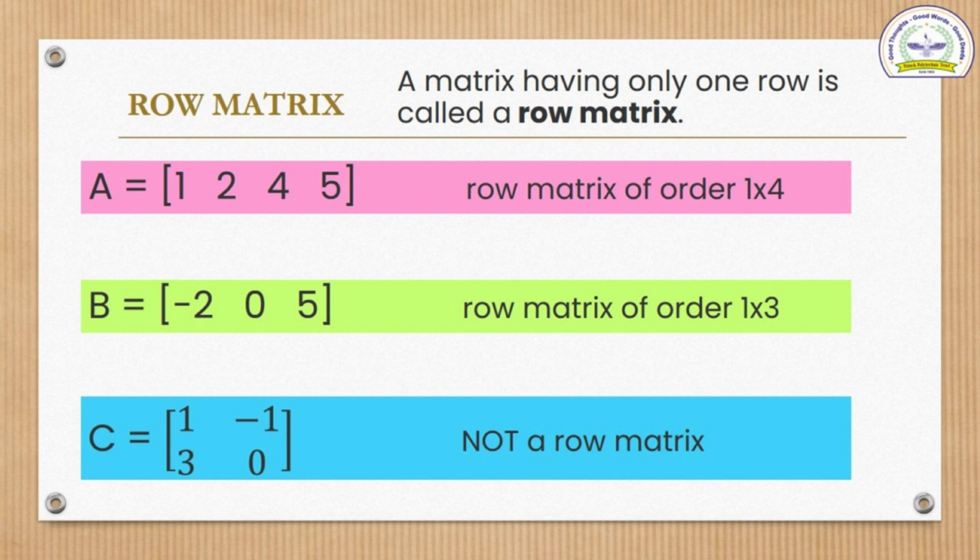Row matrix. A matrix having only one row is called a row matrix. The order of a row matrix is 1 by n. For example, the matrices A and B are row matrices as they have only one row. But the matrix C is not a row matrix since it has two rows.